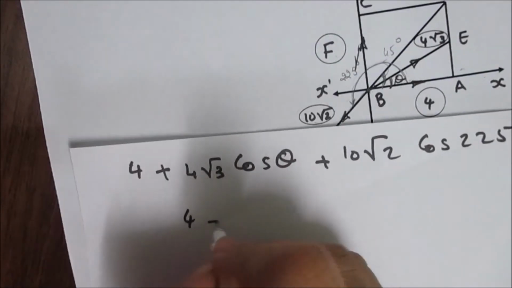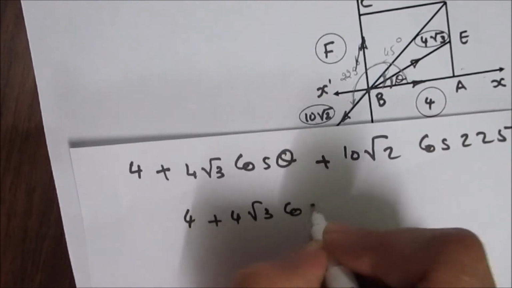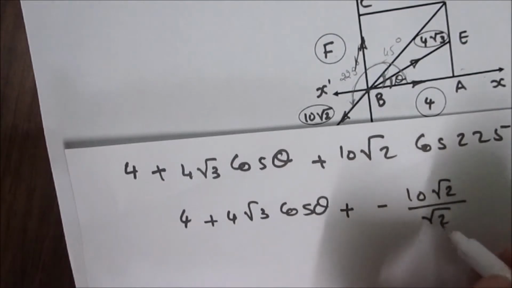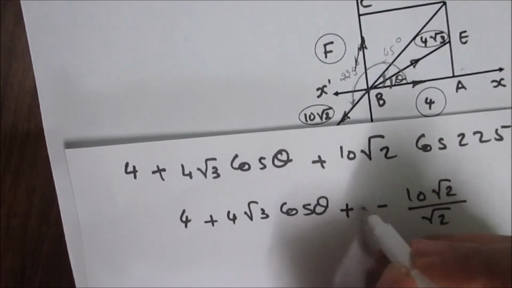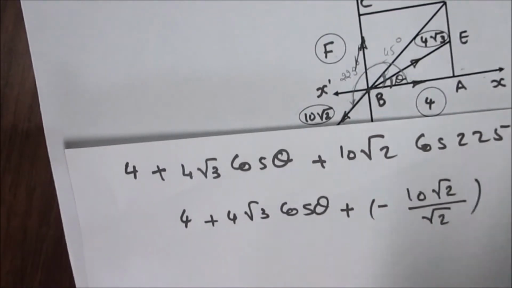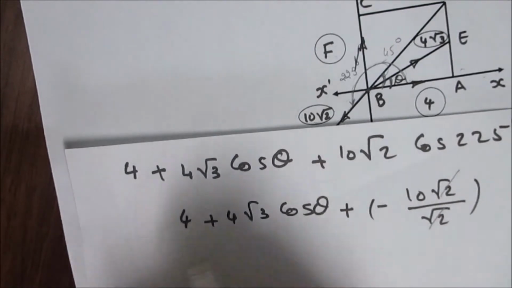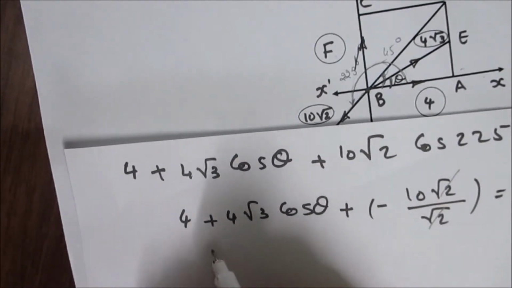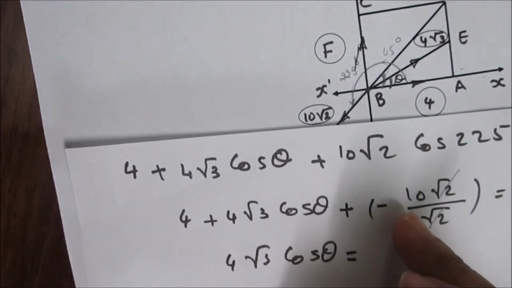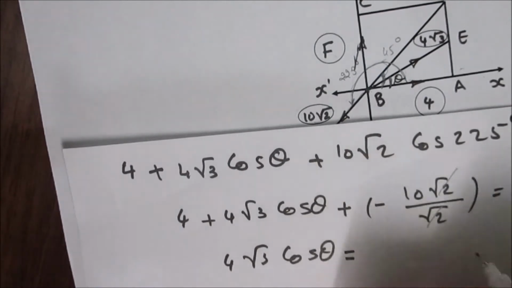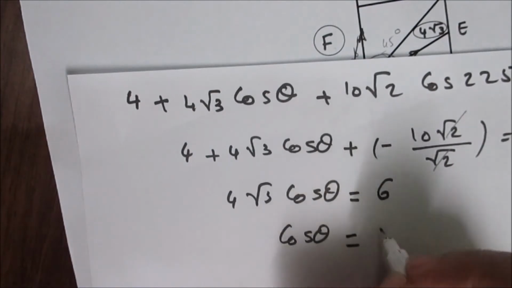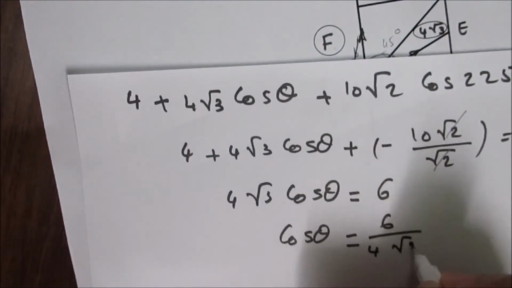Now simplify. 4 plus 4 square root 3 cosine theta plus, cosine 225 is negative 1 over square root 2, so here we have negative 10 square root 2 over square root 2. Simplify. The square root 2 is cancelled, so this is equal to 0. And finally, 4 square root 3 cosine theta equals negative 10 plus 4, which is negative 6. Move it to the other hand side with positive sign to be 6. Finally, cosine theta is 6 over 4 square root 3.